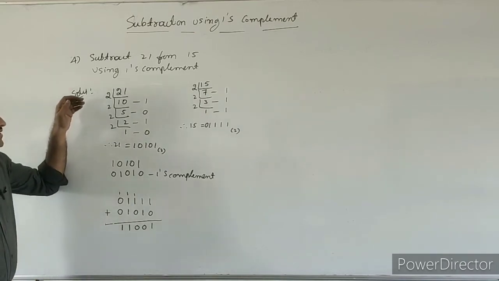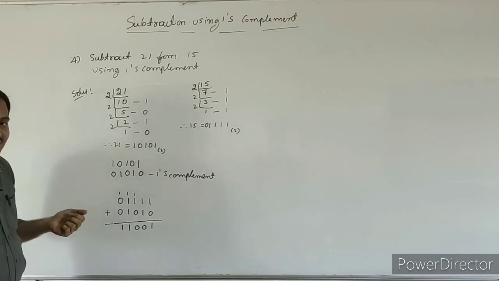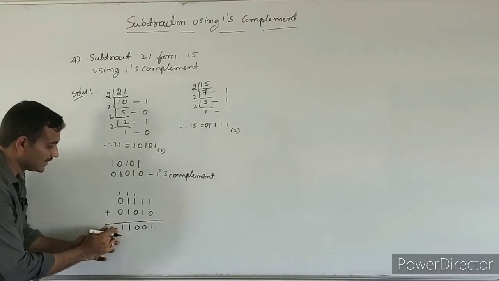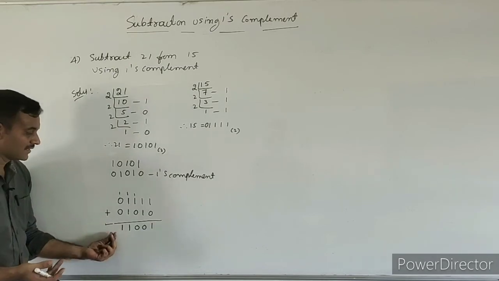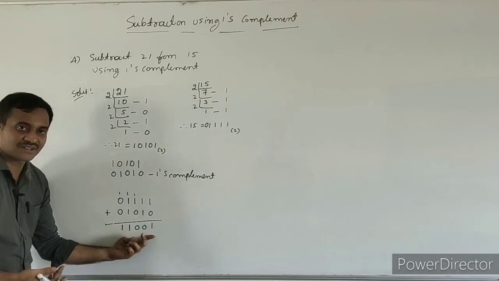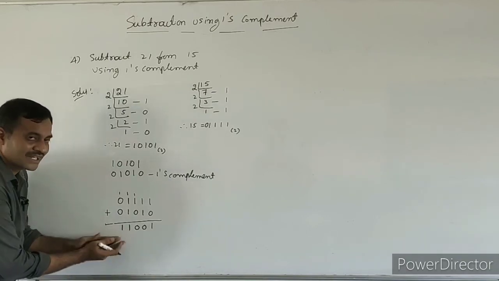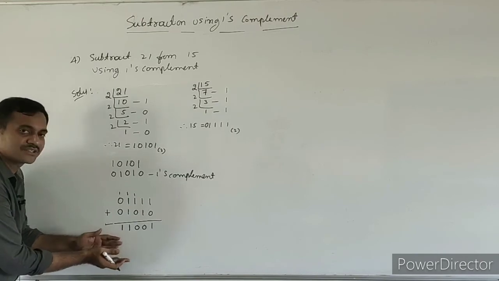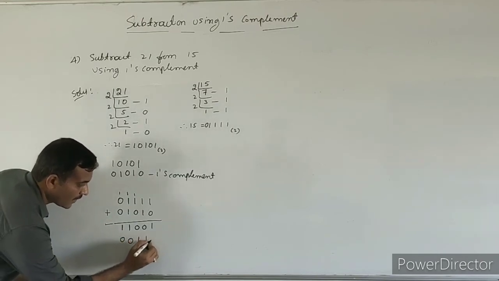See step number 3, case 2. That says if the end around carry is not generated, then take 1's complement of the result. How to take 1's complement? Just by replacing all zeros by 1 and all ones by 0. That is 0 0 1 1 0.